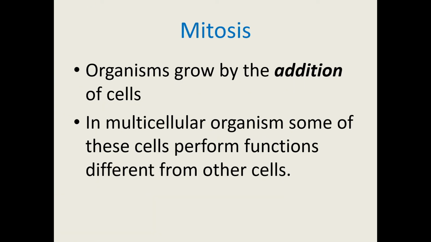The first way a cell does this is called mitosis. And that's when organisms grow by the addition of cells. So for instance, when you're getting bigger, when you're growing up, that's through a process of mitosis. In a multicellular organism, some of these cells are going to perform functions that are different from other cells. So in our bodies, we have certain cells that do certain things, like the lungs have certain cells that do things that lungs do, and hearts have different types of cells. So mitosis can create a range of different types of cells based on what cell is splitting.